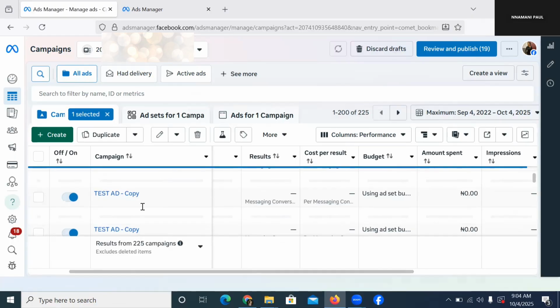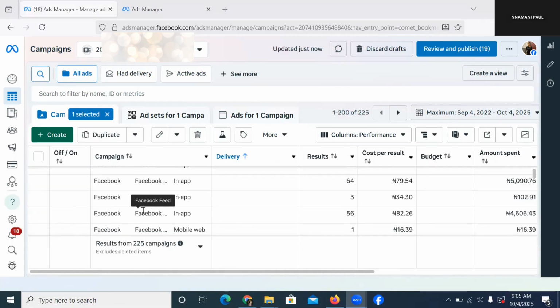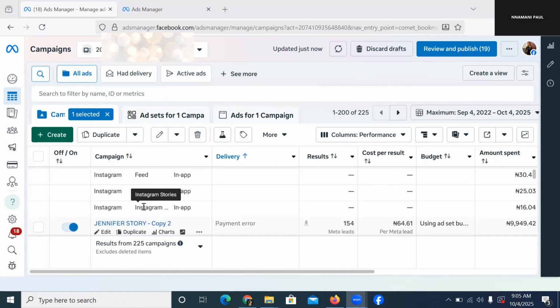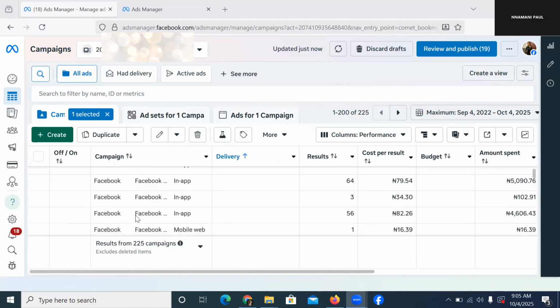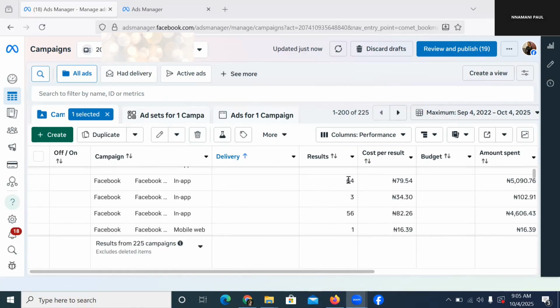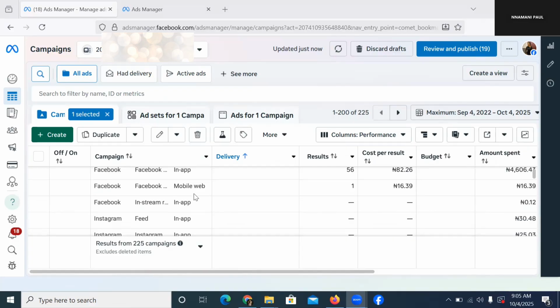Okay, so now see the breakdown I'm talking about. See this, there's Facebook, there's Instagram, there's Facebook feed, there's in-stream. So when you look at all of these things, you immediately know, oh, this is where most of my result is coming from, Facebook in-app. This is where another result is coming from, Facebook. So mobile web is just giving me one result, even though the result is coming at a cheaper cost.